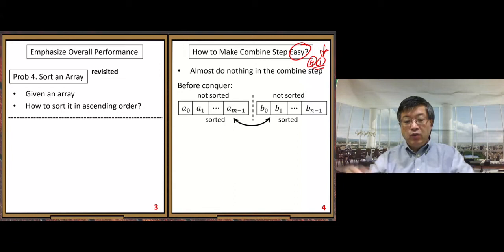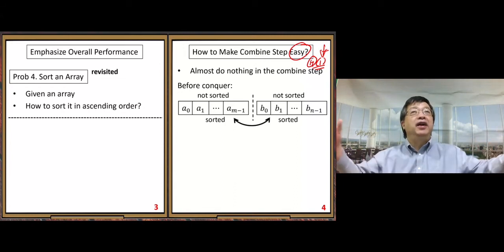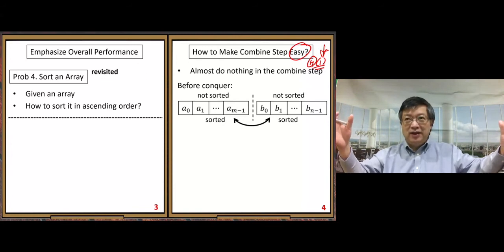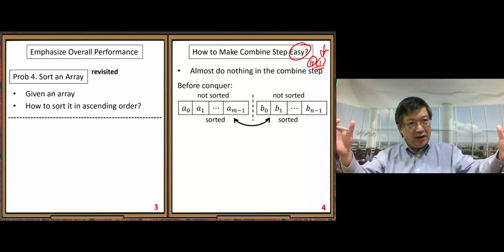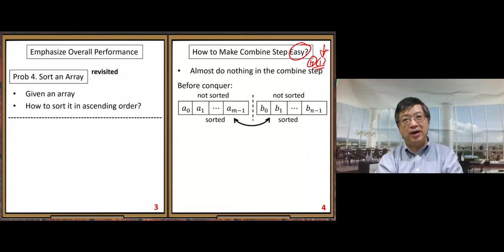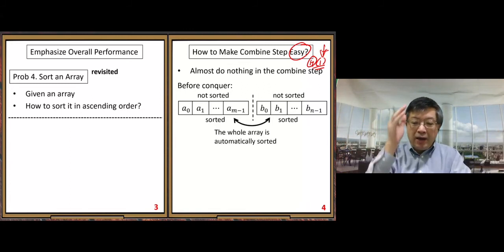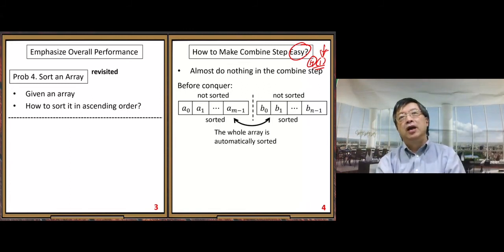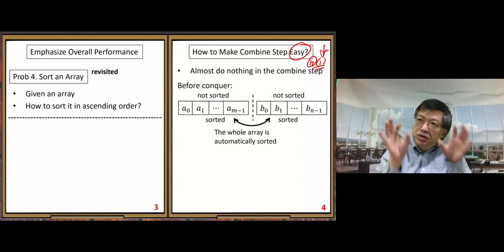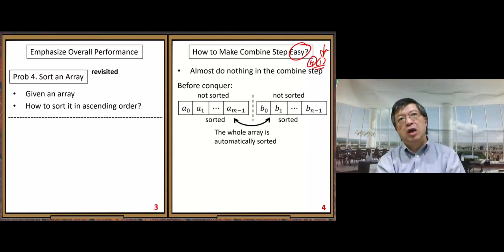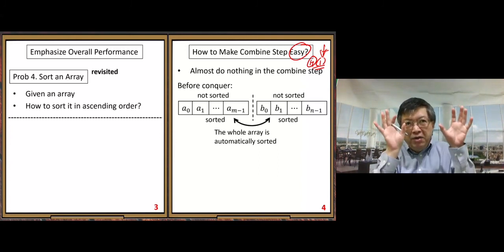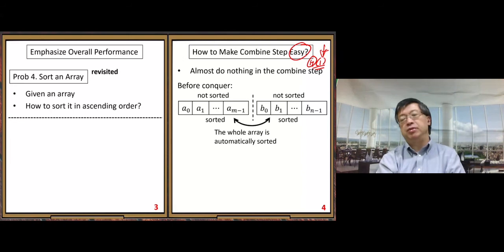What do we do? We just put them together. Okay, yeah, we just concatenate. I like to use this word, concatenate these two subarrays. Yeah, the whole array, we just put them together. The whole array is automatically sorted. In general, it's not true, right? But if we enforce some very special condition, it is possible.